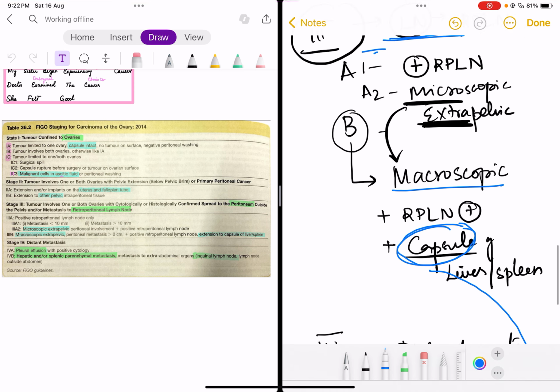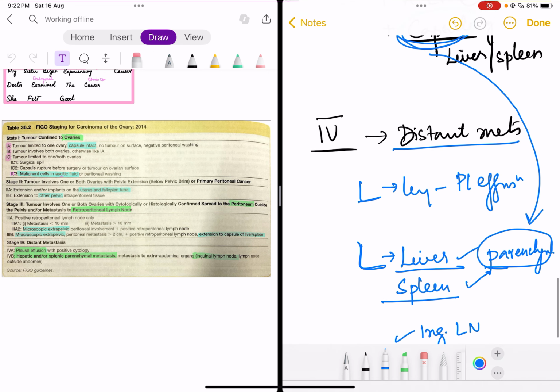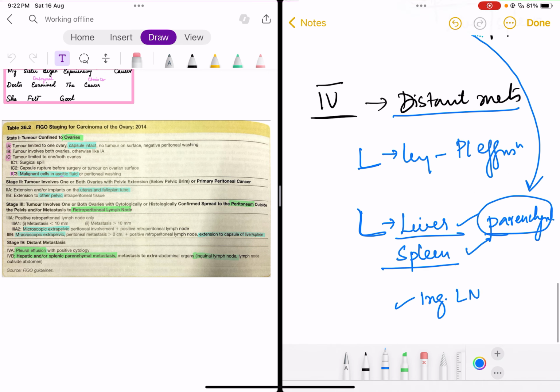So how do you not forget the involvement of capsule in stage B? Generally we know that 3 has got A, B and C in every other cancer, but here there is no C. Instead of that, that C is put here as capsule. So remember that way. Next would be your fourth one, distant mets, which is L and L, lung, liver and its adjacent organ, that is spleen, splenic parenchymal metastasis. That's it.